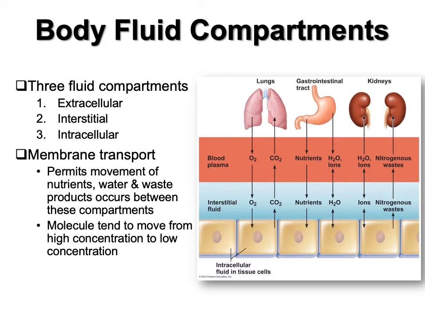These compartments are separated by structures such as the tunica layers that make up a blood vessel and the cell membrane that surrounds a cell. Familiarizing yourself with the organization of these compartments is necessary in understanding the movement of molecules such as nutrients, water, and waste products that occurs between these compartments. The rule of movement of molecules in the body is that molecules tend to move on their own kinetically from an area of high concentration to an area of low concentration. This is referred to as down their concentration gradient.